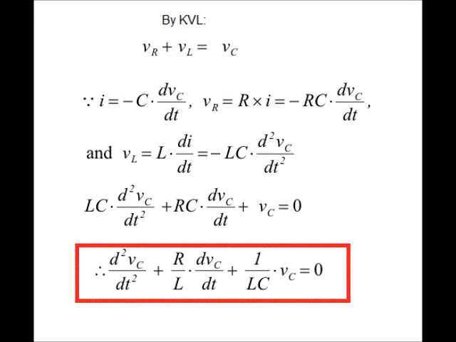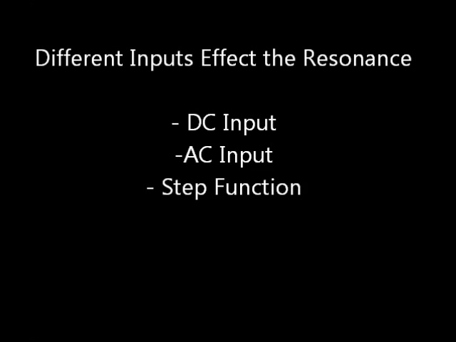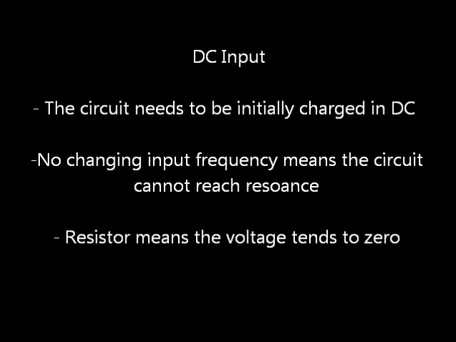I then used the central difference and the backwards difference to help approximate the voltage at different times over the capacitor, except this created a second order error in my simulations. I looked at it in relation to three different inputs: a DC input, an AC input, and a step function. First of all, I looked at a DC input, and if a DC input has no initial values, then no resonance can occur.